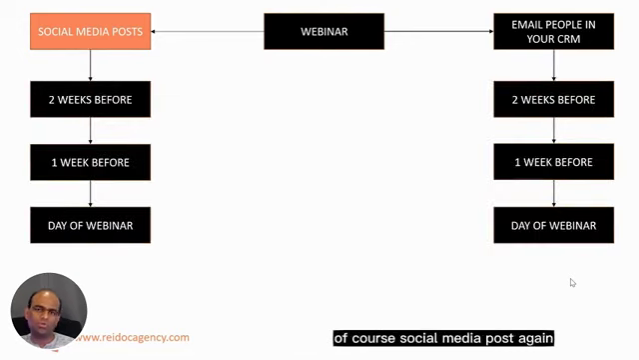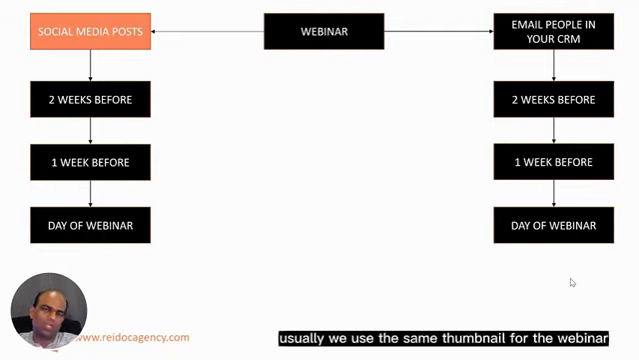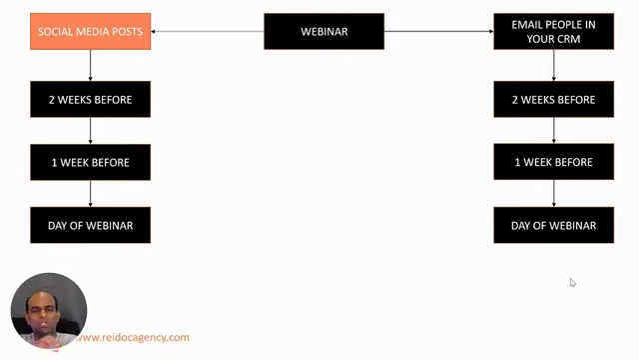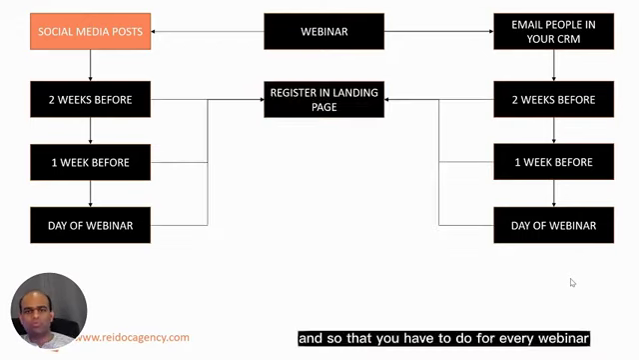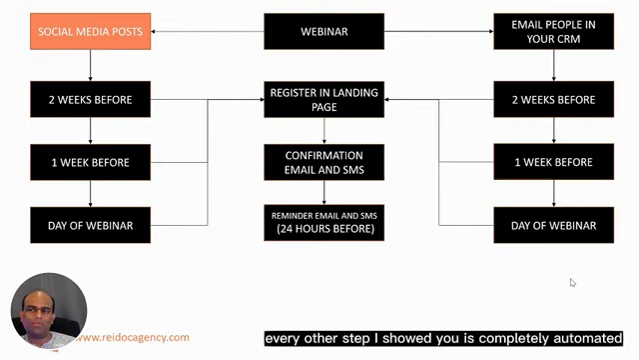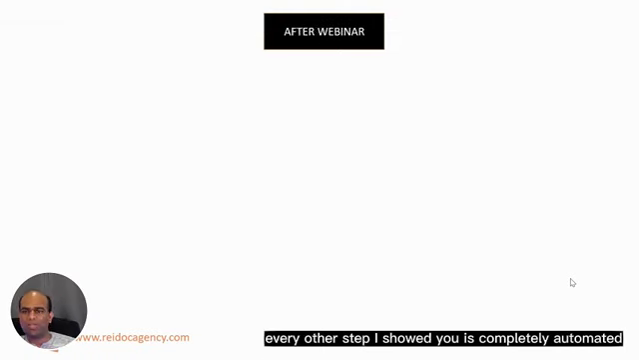Of course, for social media posts, you can automate the uploading of the post. You can automate it so that 2 weeks, 1 week, and the day of the webinar, the posts go out, but you have to create the basic post. Usually we use the same thumbnail for the webinar as the social media post and put some details about it. That you have to do for every webinar. But the rest of every other step I showed you is completely automated.